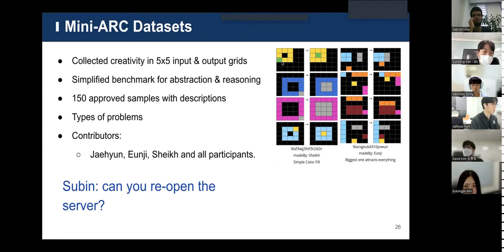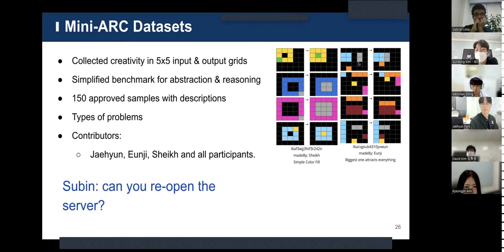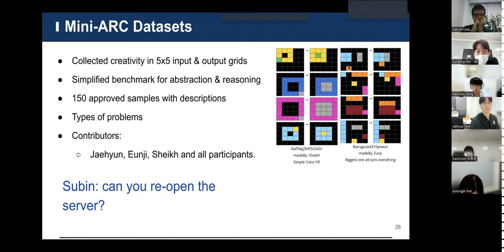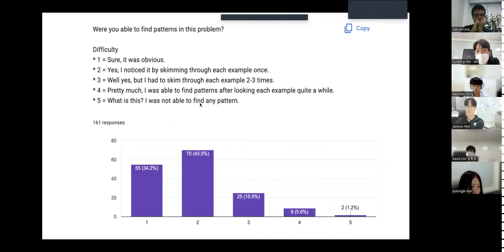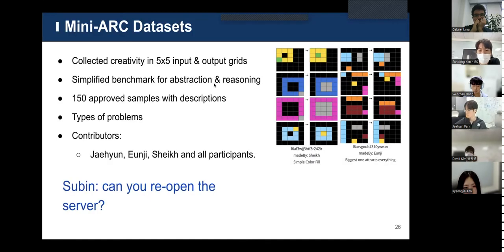So the main purpose here is to generate a data set which is concise and compact enough compared to the original data set proposed. So we confine the input and output grid size into 5 by 5, but still we are able to gather a lot of creativity inside. You can also see the second example, which demonstrates that the biggest object attracts every other object in the grid. So let me show how we collect the data set and how we solve this problem using our tool by opening the video we have.